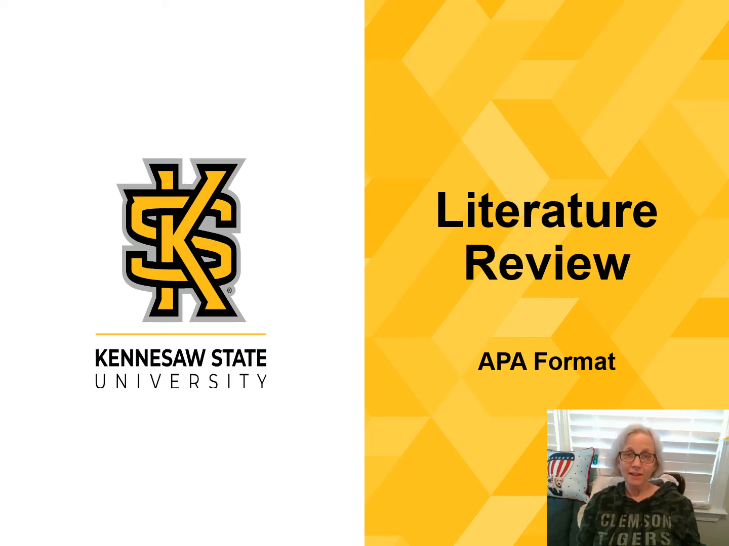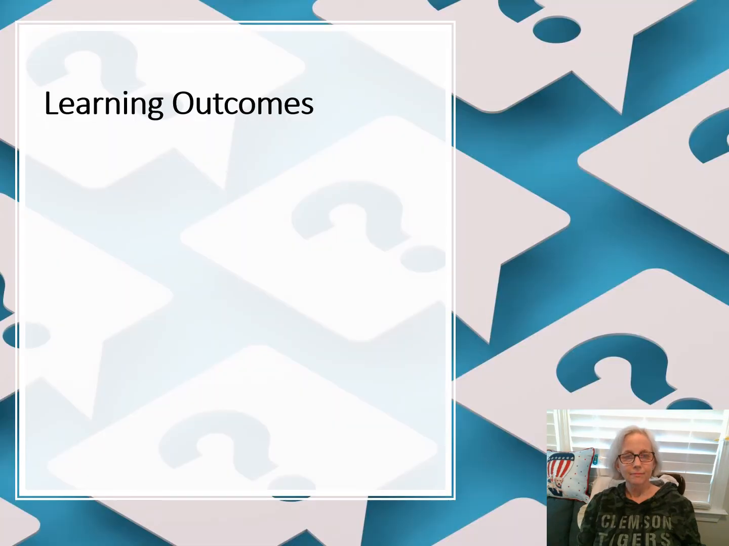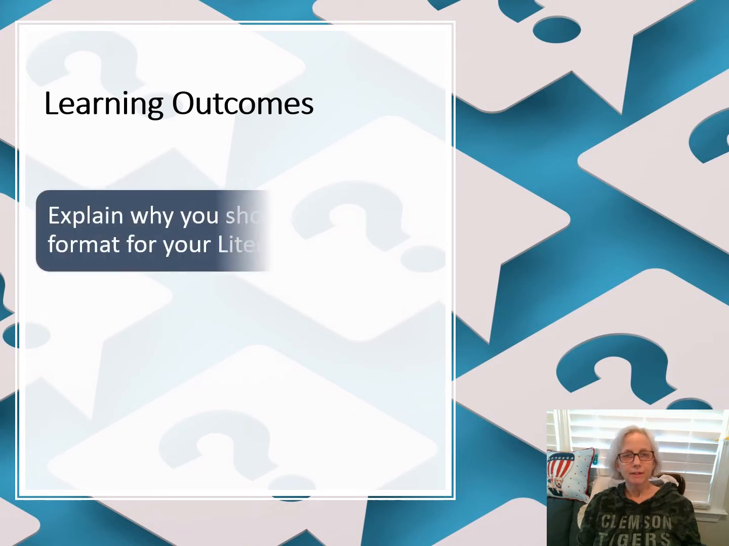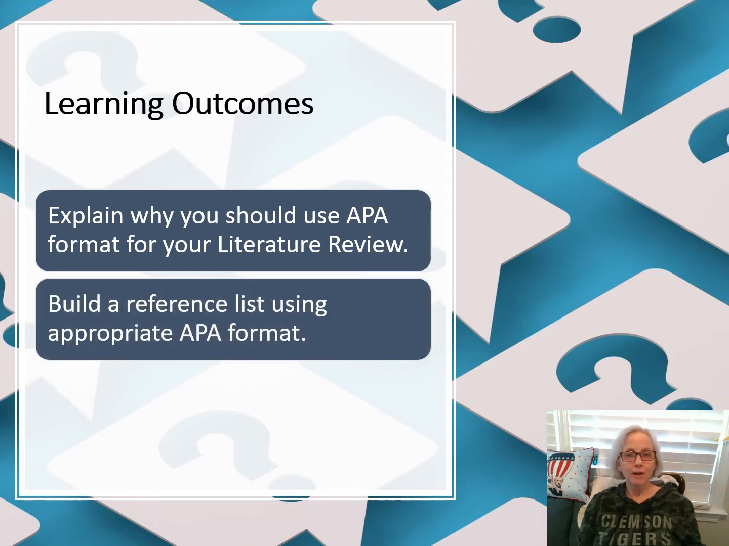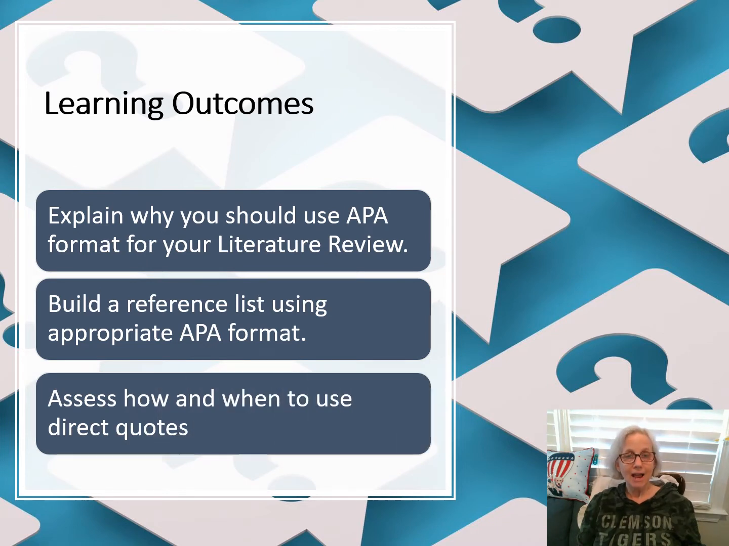Let's look at the literature review and some guidelines for APA formatting and writing clarity. The learning outcomes include: explain why you should use APA format for your literature review, explore how to build a reference list using appropriate APA formatting guidelines, and assess how and when to use direct quotes.